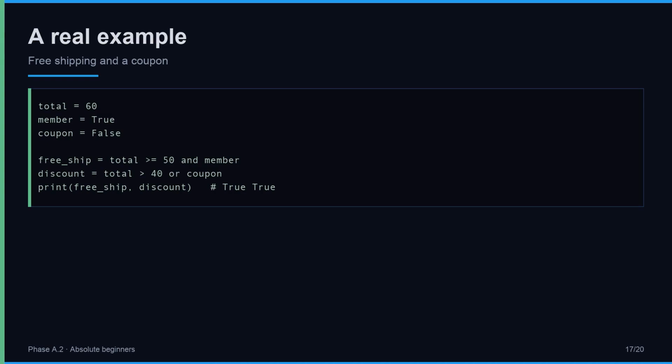Here is the pattern in a realistic shape. Total is 60, member is true, coupon is false. Free shipping is total at least 50 and member, which is true. A discount applies when the total is over 40 or a coupon is present, which is also true. Notice how each rule is one readable line of combined checks, and each result is a named bool the rest of the program can trust. This is exactly how real programs encode real business rules, one clear expression at a time.